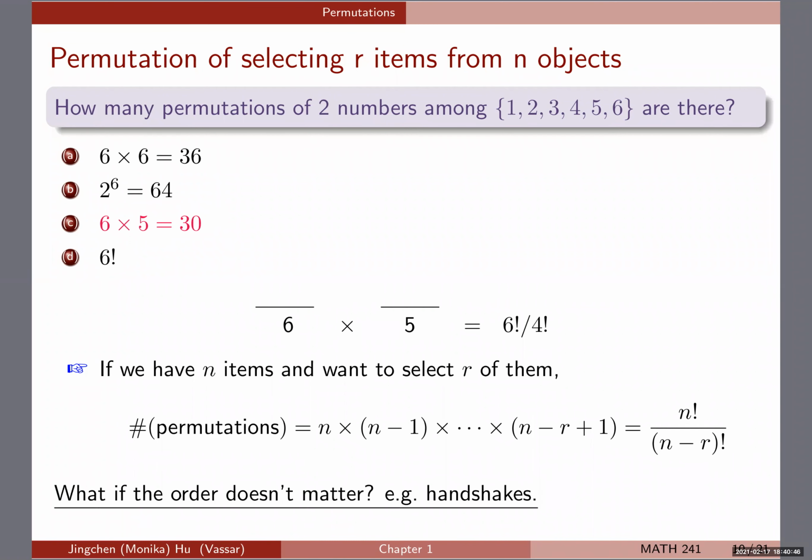I would just leave an open-ended question. What if the order doesn't matter? What if, in a handshake scenario, I take a handshake with you, it's the same as you take a handshake with me, so the order doesn't matter anymore in this case, so how can we deal with that? This is an open-ended question, and we will try to answer it in later lectures.